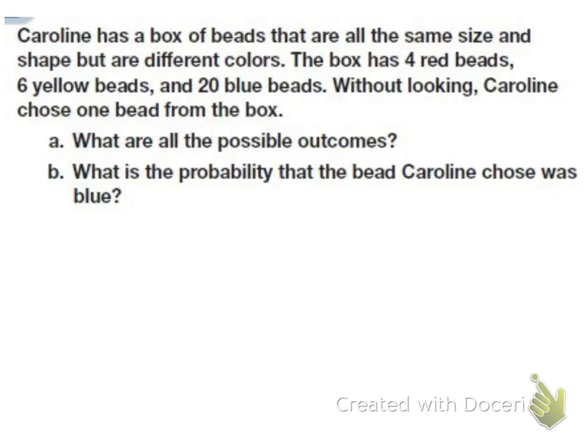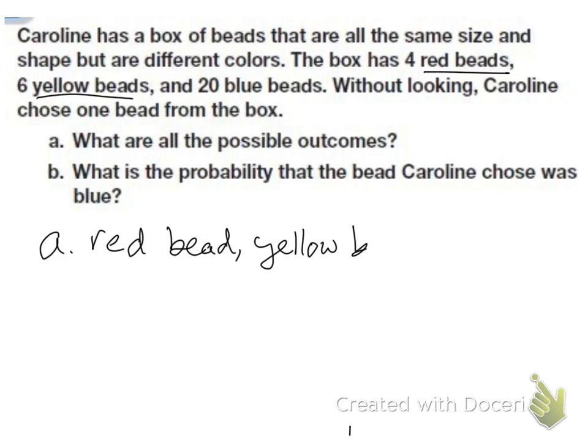All right, for this next problem, it says, Caroline has a box of beads that are all the same size and shape but are different colors. The box has 4 red beads, 6 yellow beads, and 20 blue beads. Without looking, Caroline chooses 1 bead from the box. What are all the possible outcomes? So, possible outcomes is what could she pull? Well, she could pull a red bead. She could pull a yellow bead. And finally, she could pull a blue bead.